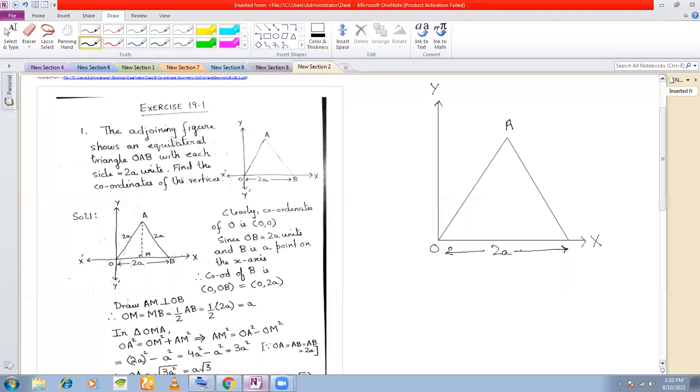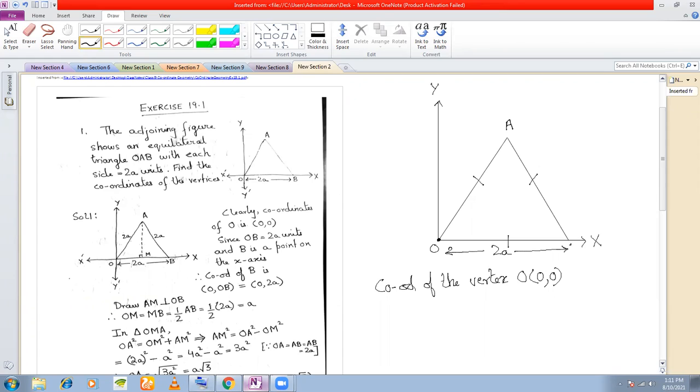The question is, this is an equilateral triangle. So let's mark all 3 sides equal. One side is 2a units, which is already marked in the figure. The question is, find the coordinates of the vertices. O is one vertex. What are the coordinates of O? The origin, the coordinates are 0, 0. So one vertex is 0, 0. Just by looking at it, you can see.